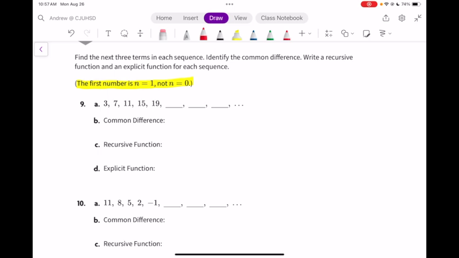So first of all, understanding the pattern is being able to complete it. The pattern here is to, every time we go to the next number, add 4. And that is the common difference. So we're going to add 4. We'll just say plus 4. So that would make this 23, 27, 31. The recursive function is just that next equals previous plus 4.